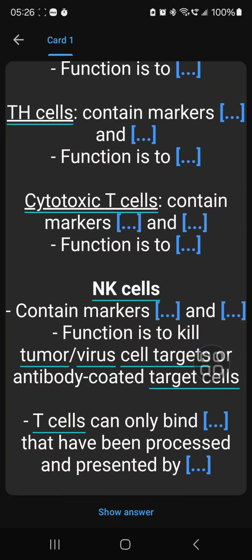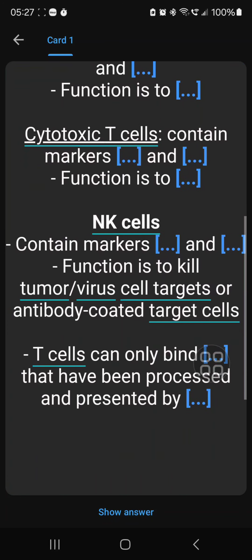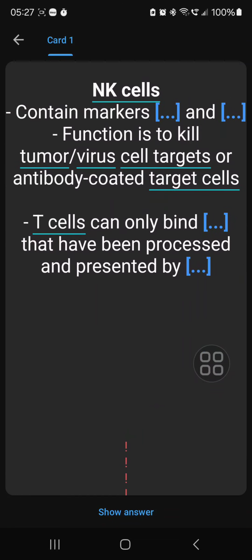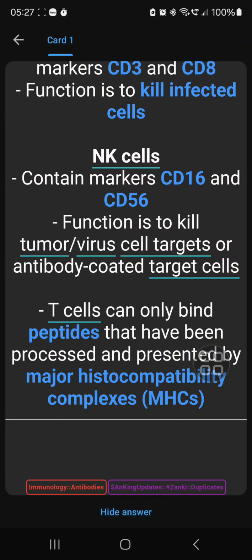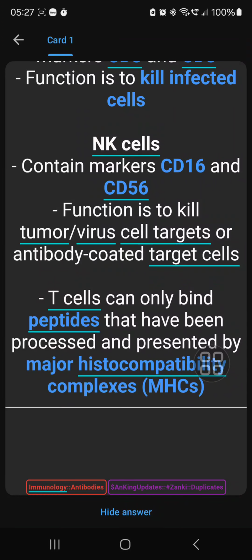Cytotoxic T cells contain markers CD8 and function is to kill. And K cells contain markers IL-2 and 12 probably. Function is to kill tumor or virus cell targets or antibody coated target cells. T cells can only bind TCR that have been processed and presented by what? Let's see, T cells can only bind peptides that have been processed and presented by MHC.